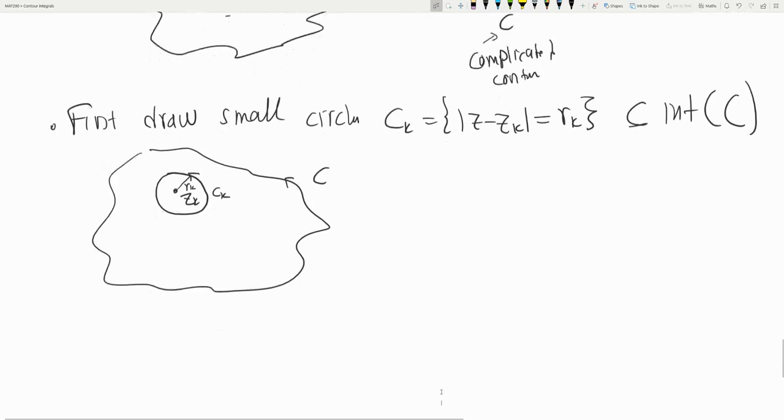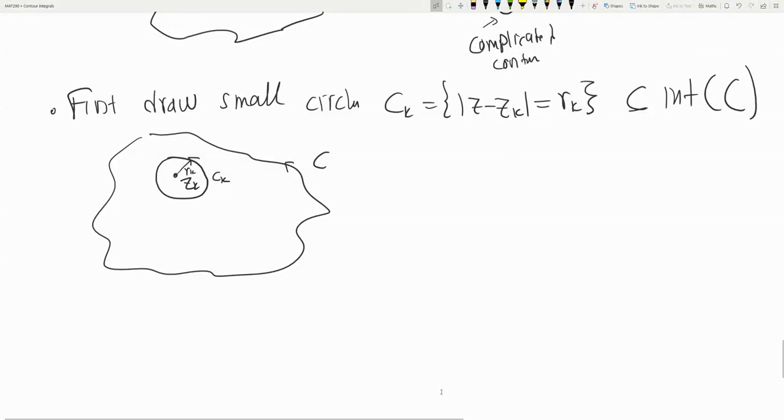All right, so we do this for all of them. If they're very close to the boundary, it has to be smaller. If it's inside, you can make it big, but if you're very close to the boundary, you have to make it smaller. Okay, C1, C2.